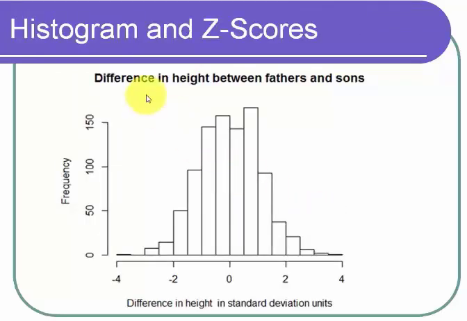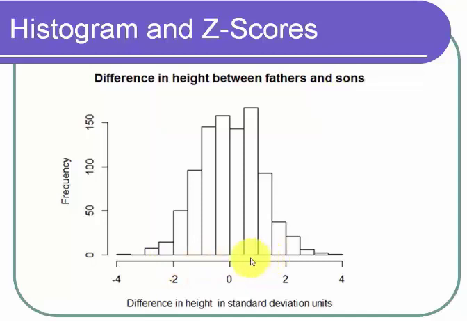So here's an example of a histogram. And this is actually a histogram of z-scores. I put this in to remind you about z-scores because they're so important. So this is the histogram that shows you the difference in height between fathers and sons, and it's a histogram of the z-scores of those differences.